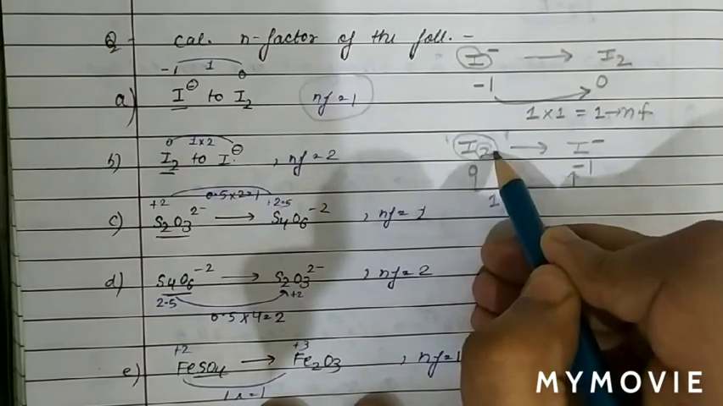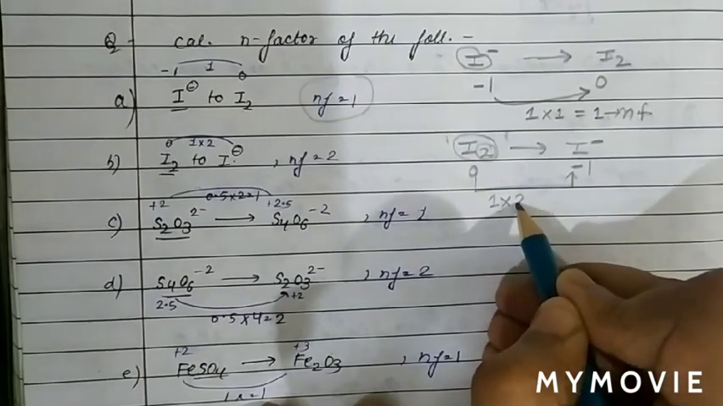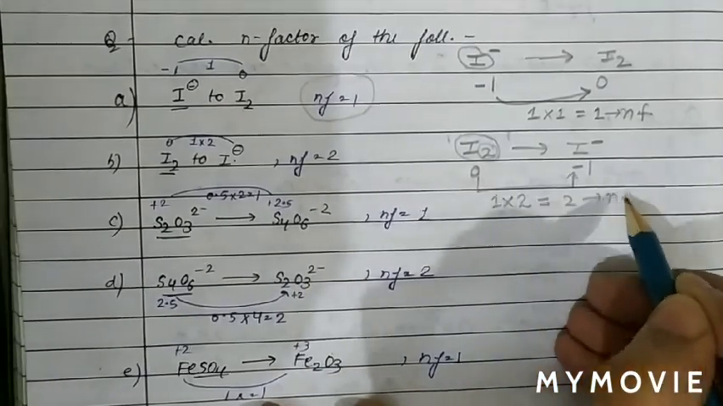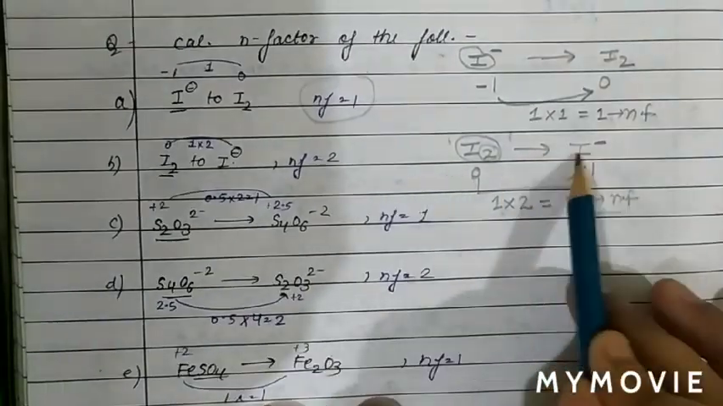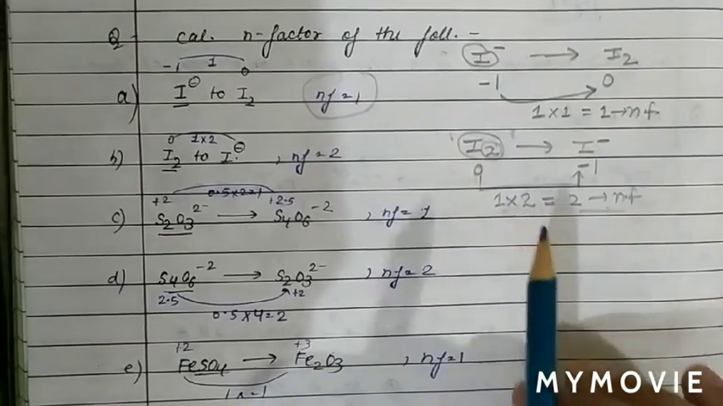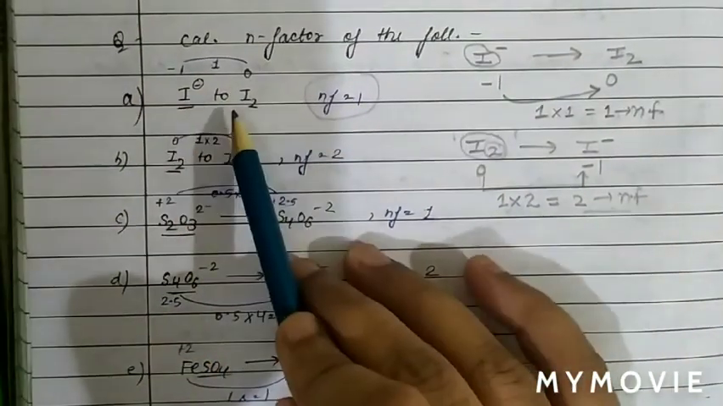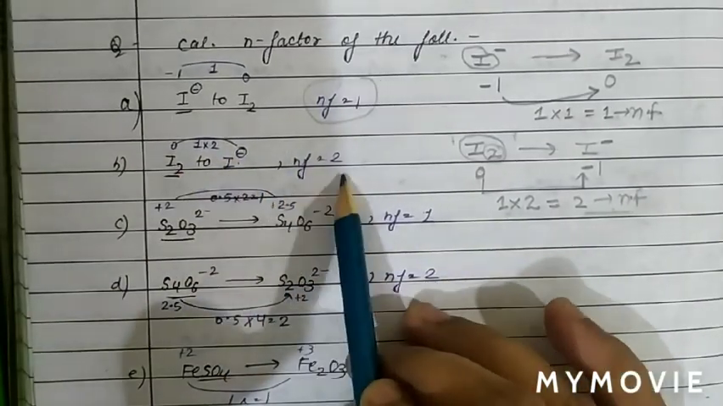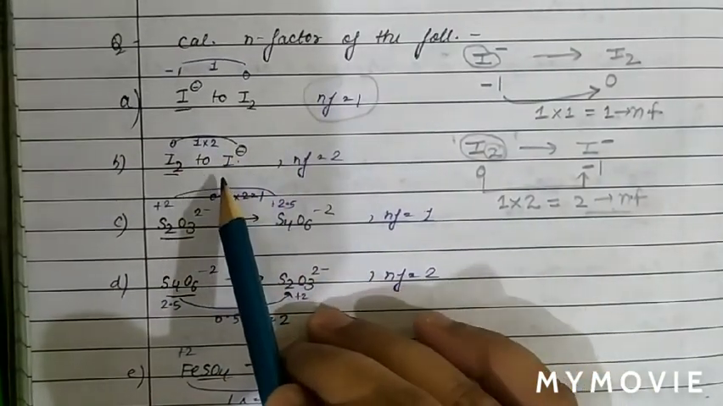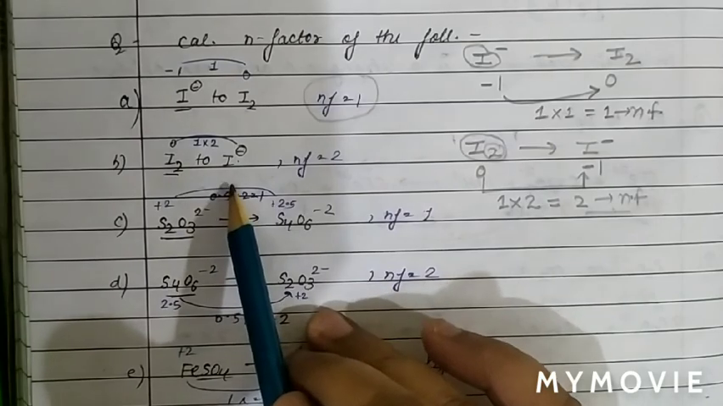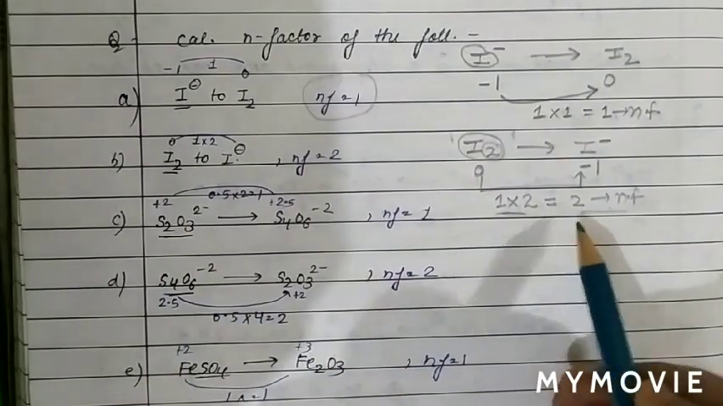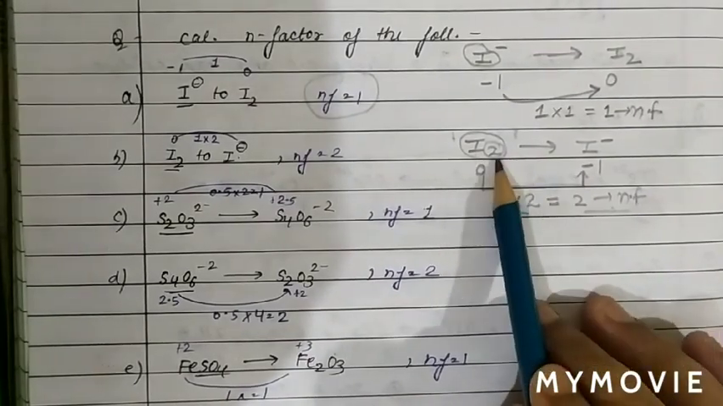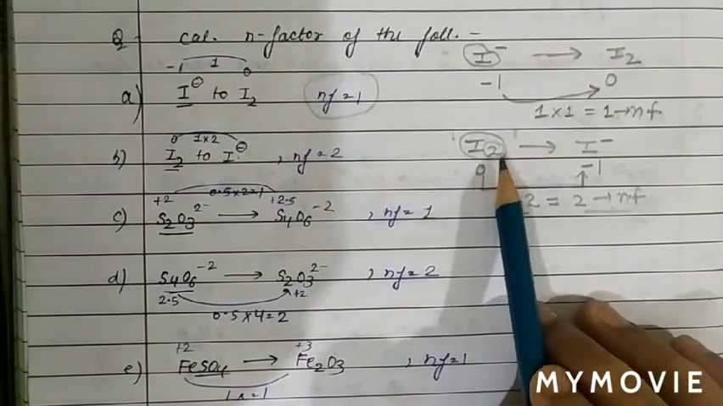So we can see that when I minus changes into I2, n factor is 1, while when I2 changes into I minus, the n factor is 2. So basically, n factor is the overall change in the oxidation number. First we calculate the change in oxidation number per atom. Then we multiply by the number of atoms which are on the left hand side, which will give the overall change, and that is n factor.